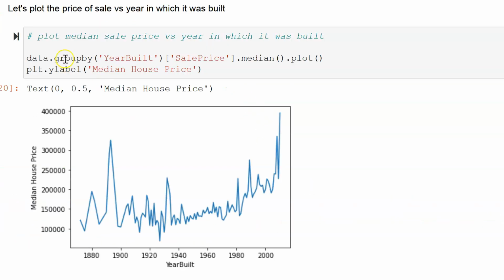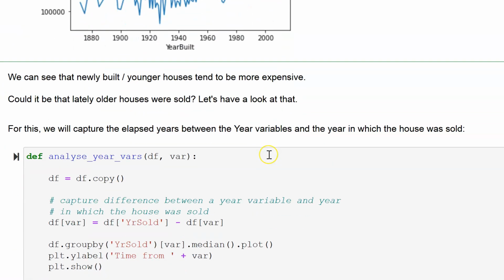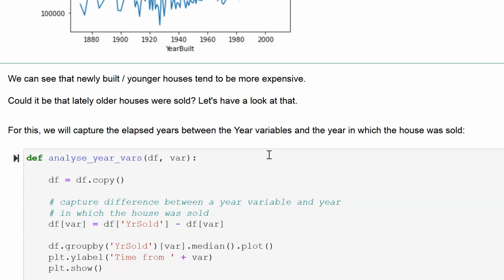In this plot, we're going to group by the year in which the house was built, and then we estimate the price, and we can see that in fact the median price of the house increased with the year in which the house was built. This means that, of course, newer houses are more expensive. So we can hypothesize that the house price in the years in which the sale occurred drops because maybe we are selling older houses in that year.